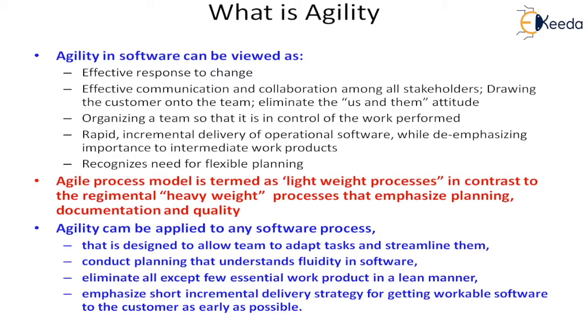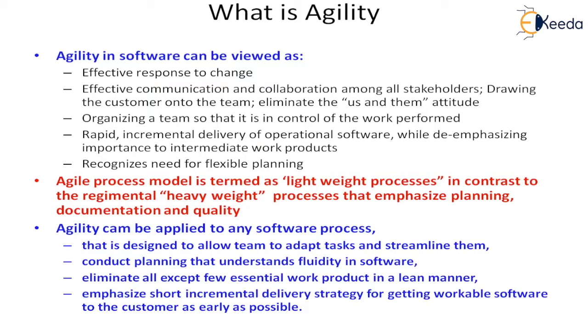Agile process model is often termed as lightweight processes, as its origin is in the concept of lightweight processes, as we have seen in the manifesto, in contrast to the regimental heavyweight processes that emphasize planning, documentation, and quality. So the previous process models that we have discussed have a regimental kind of nature. That is why they are called heavyweight, because they emphasize heavy planning.